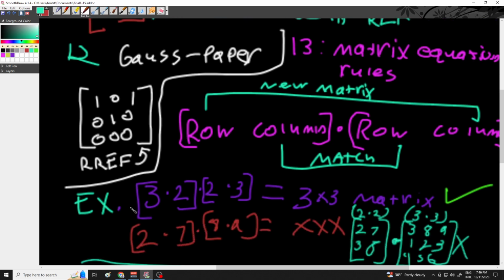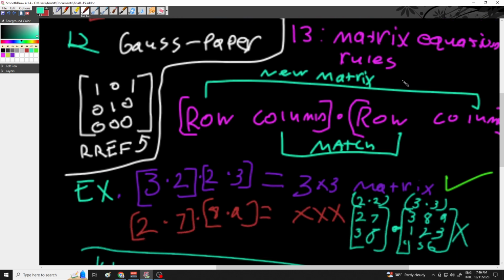Next up is matrix multiplication rules. This is super cluttered. How did I write this? We're going to start right here, though.